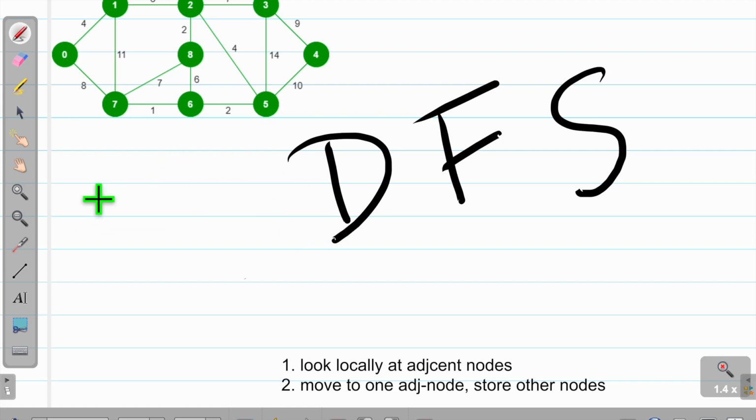DFS is basically just two things. One, at every step, you look locally at adjacent nooks. Two, you move to one of the adjacent nooks and store the other nooks, and that's it.